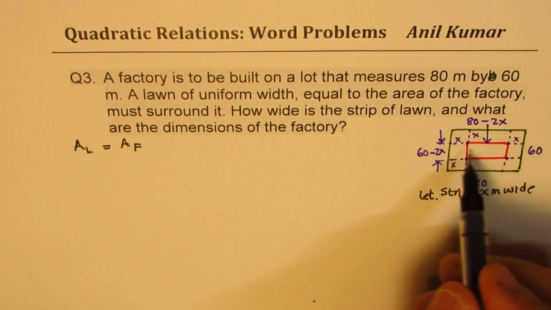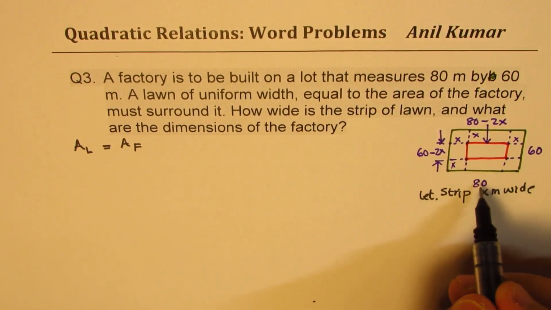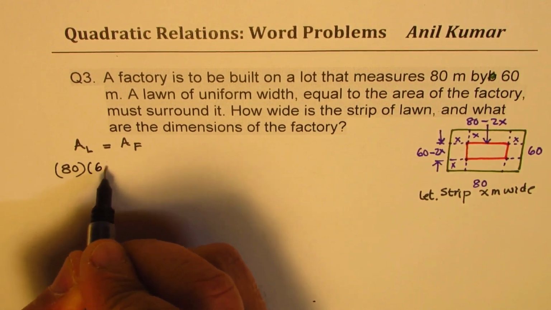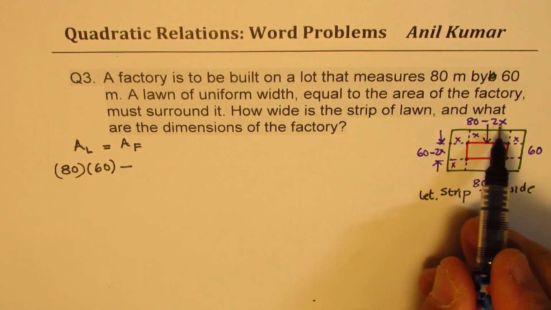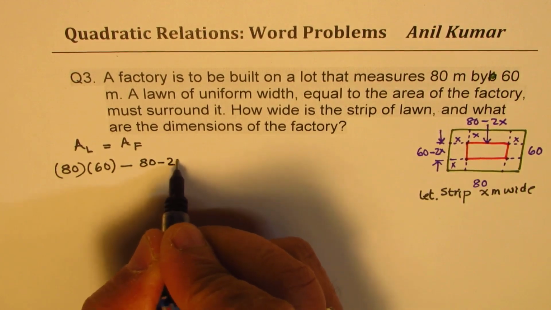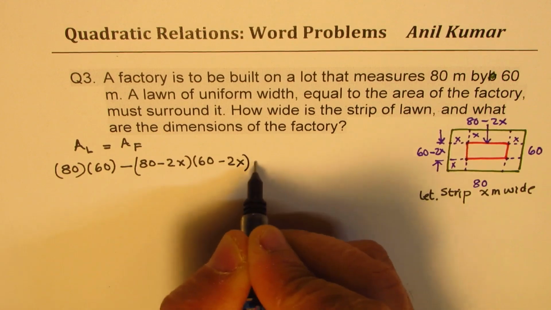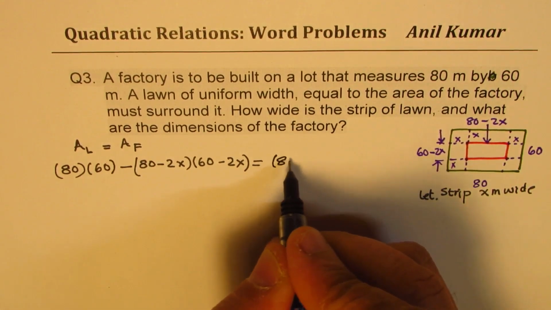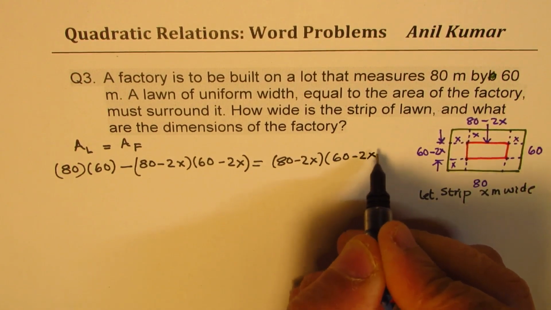Big area minus the factory area, correct? So we can say the area of the lawn is 80 by 60, so we get 80 times 60 minus the factory area, which is 80 minus 2x times 60 minus 2x, right? That should be equal to the area of the factory, which is 80 minus 2x times 60 minus 2x, right?